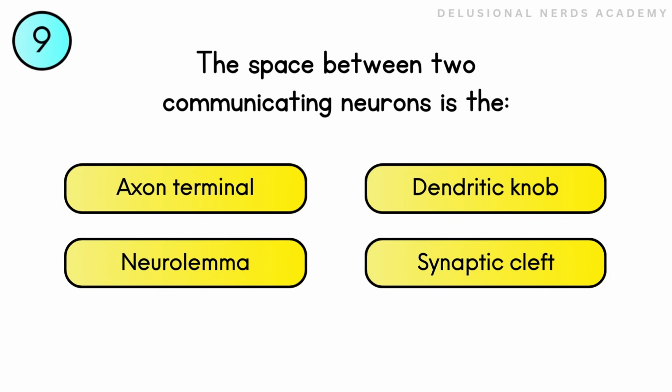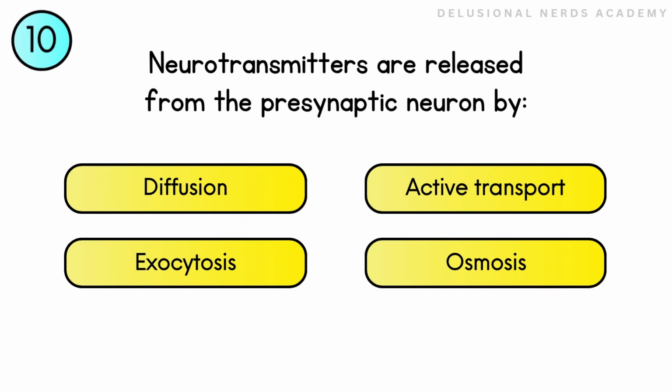The space between two communicating neurons is the... That space is known as the synaptic cleft. Neurotransmitters are released from the presynaptic neuron by... Exocytosis is the process through which neurotransmitters are released.